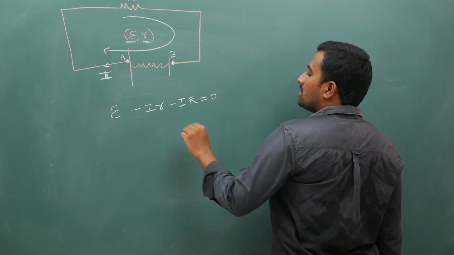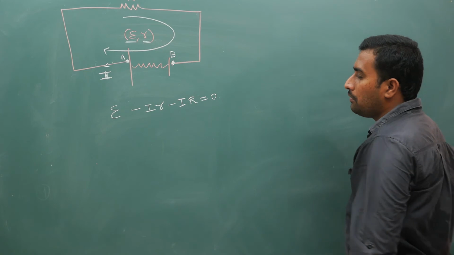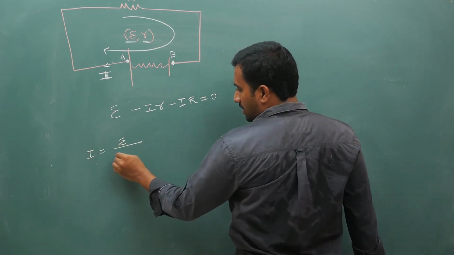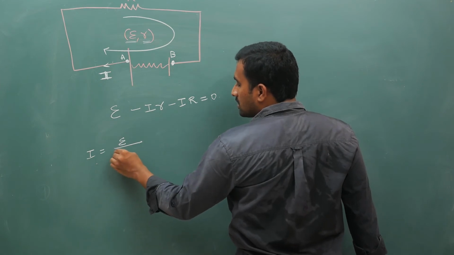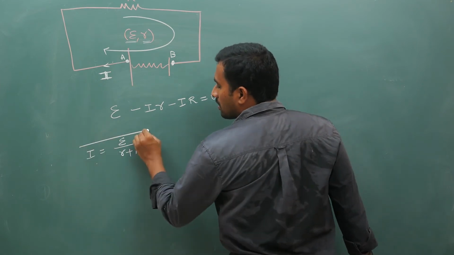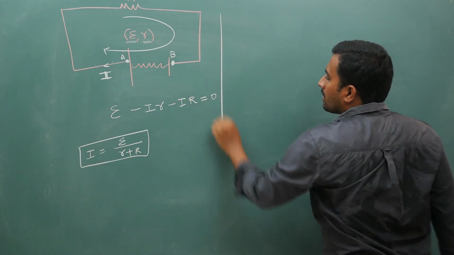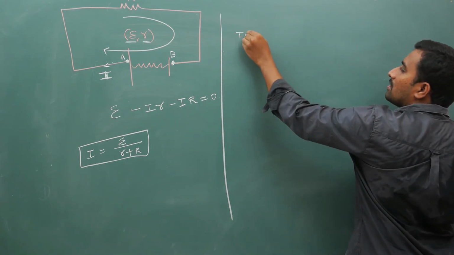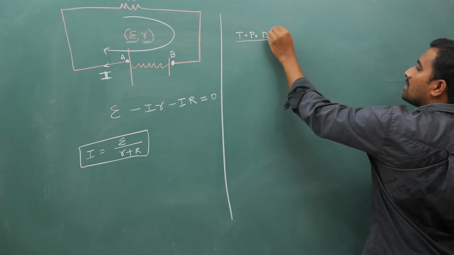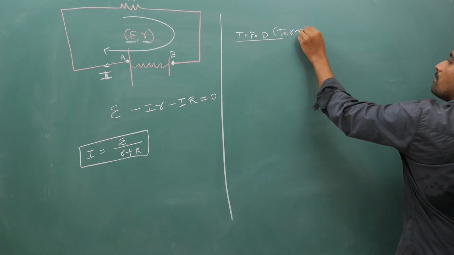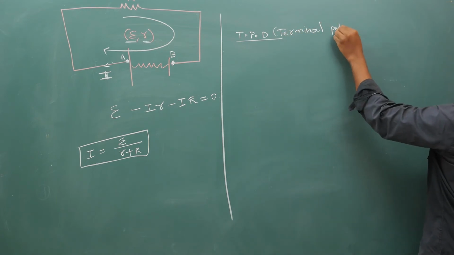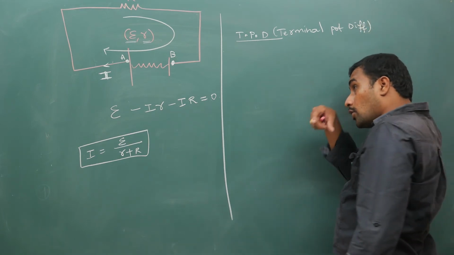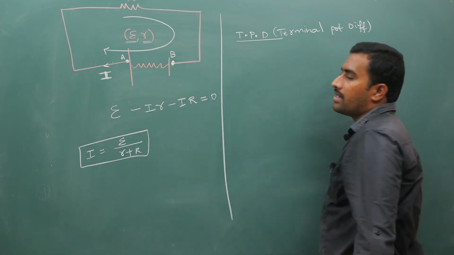Okay, so this is your Kirchhoff's law. Now from here, what does your current mean? Your current I is E divided by small r plus capital R. Now keep it aside. Okay, now observe carefully. TPD represents terminal potential difference. Your terminal potential difference here is the potential difference between A and B.